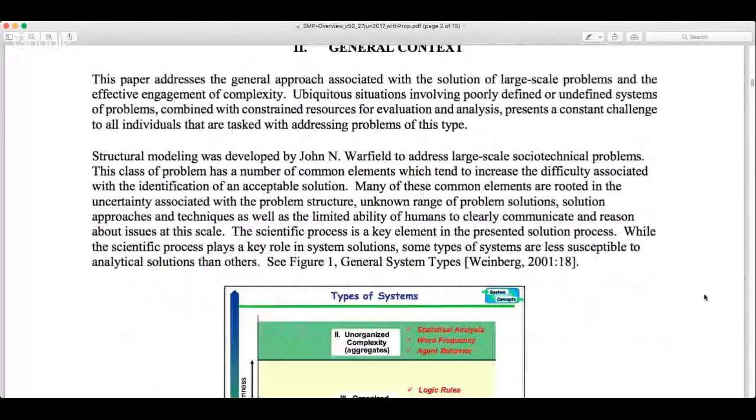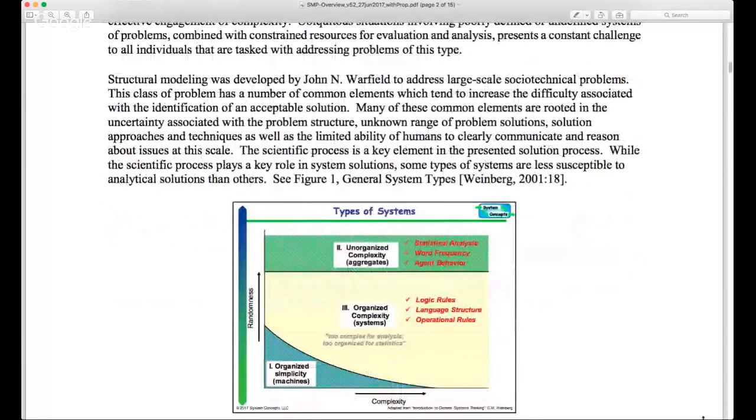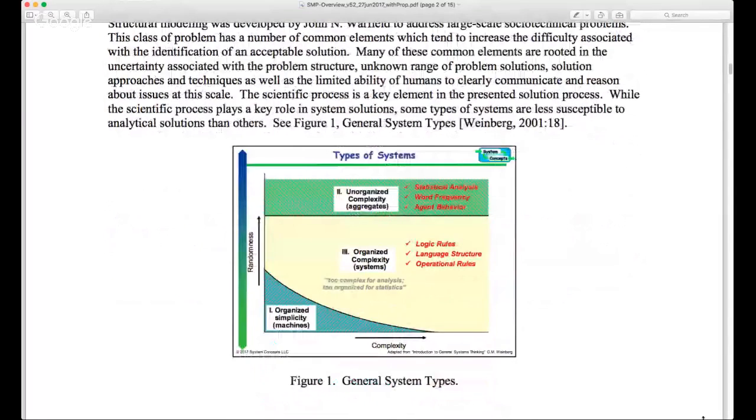So the general context for structural modeling and systems analysis, we like to look at Weinberg's view of types of systems. This is a very convenient and interesting view set for me for systems and their system types, where we start at the origin, and on the x-axis, as we go to the right, complexity increases. As we go up the y-axis, randomness increases.